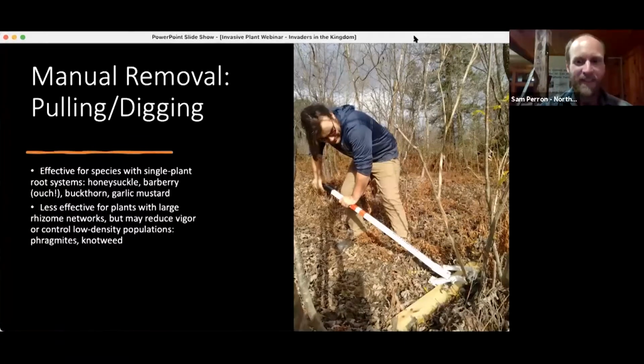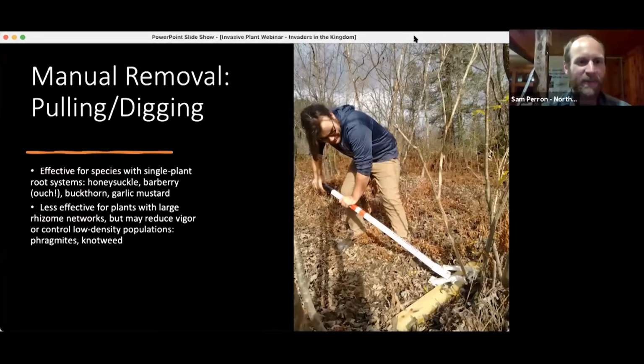This can be pretty effective. It's hard work. I'll be honest, it's pretty hard work, but you can be really effective for plants that have small or kind of medium-sized root systems. They might not look small when you pull them out, but compared to knotweed and Phragmites, some of these shrubs, like I think this is a honeysuckle shrub in the photo, honeysuckle, barberry, got thorns, be careful, buckthorn, some of the little herbaceous plants like garlic mustard. You can be really effective at controlling those populations by pulling them repeatedly. And again, timing is going to be important. Following up and doing it multiple years is going to be important for sure.